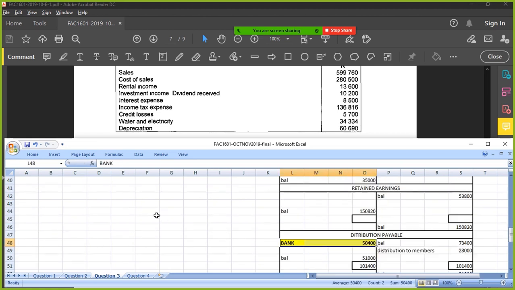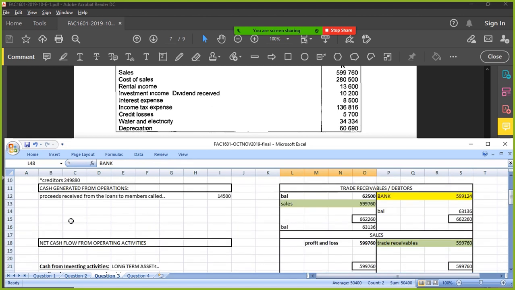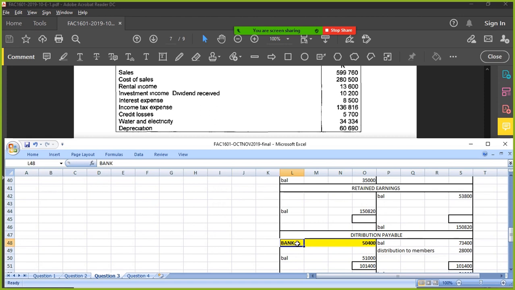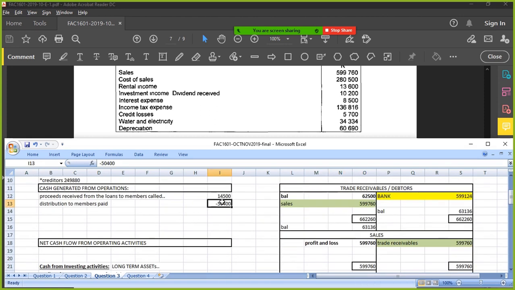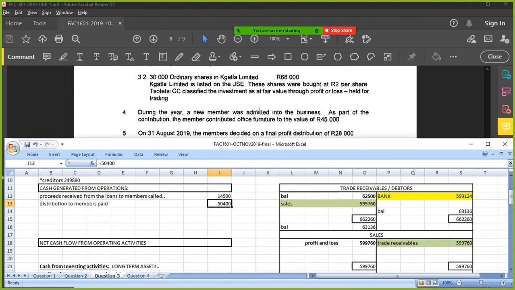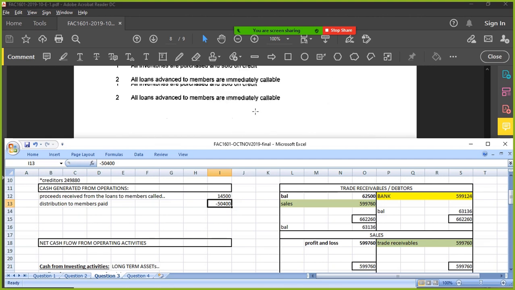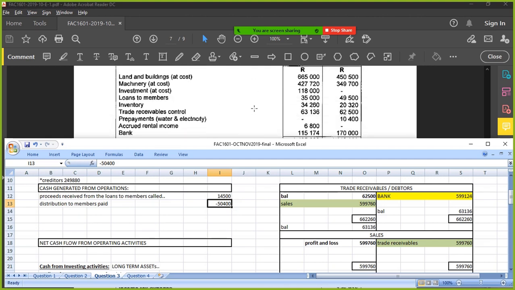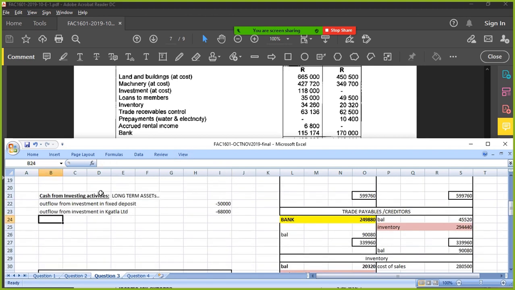$50,400 is the amount that was paid. Okay, so 50,400. $50,400, perfect. Does that make sense? Yes. Alright, and that's it. That was the last point. Now you need to go back and look at all the other things that you haven't looked at yet. I haven't looked at land and buildings. Operating? No. Investing? Yes. The land and building has changed, so that means I bought more.